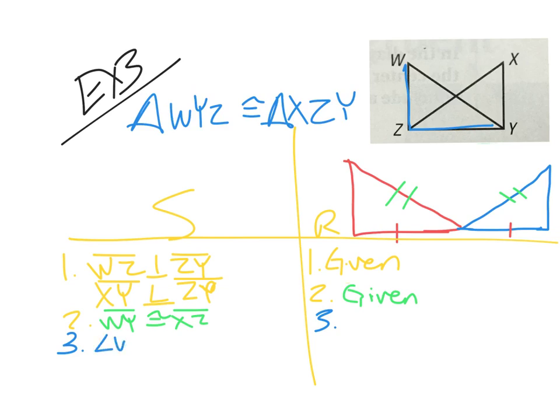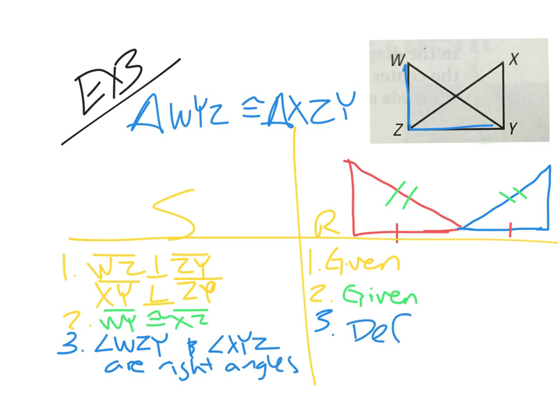So we know that angle WZY and angle XYZ are right angles. And we know that because of the definition of a perpendicular line. If it's perpendicular, then they're considered right angles. You remember that?